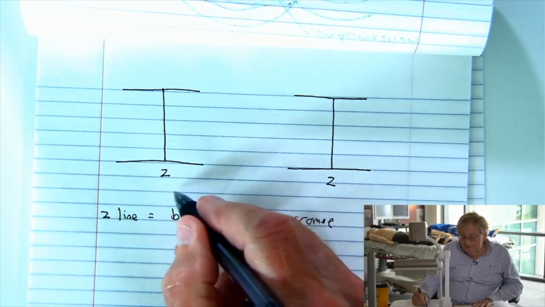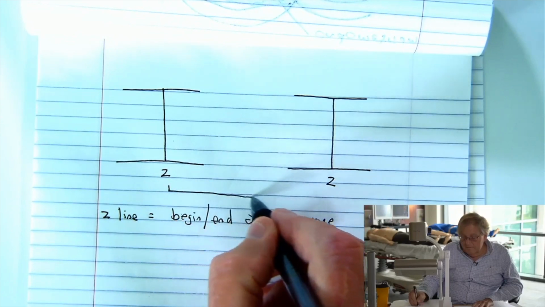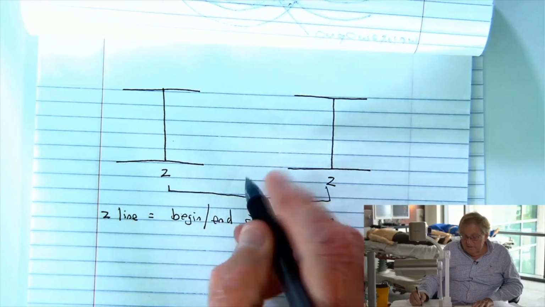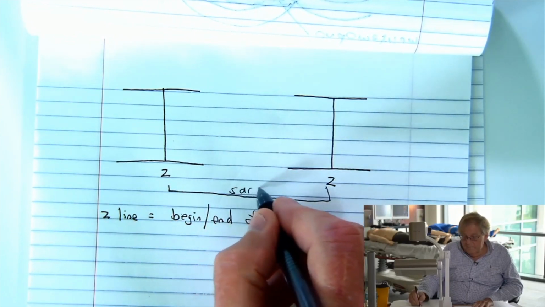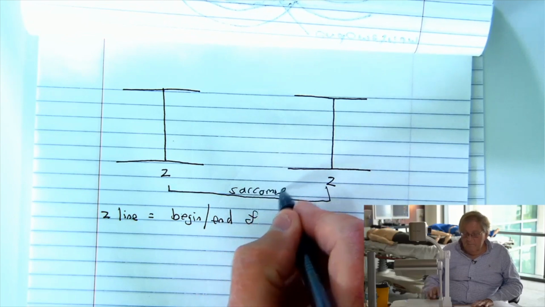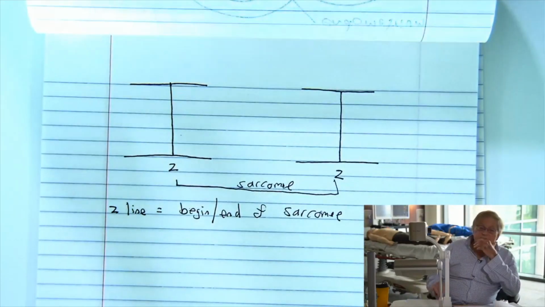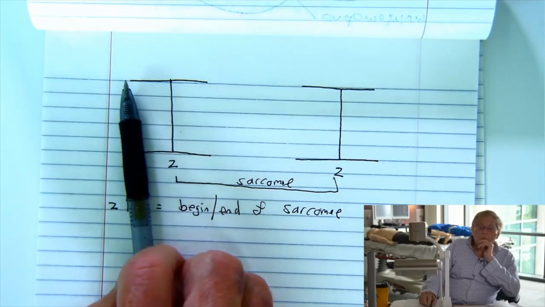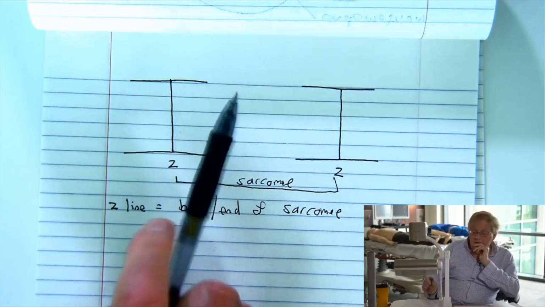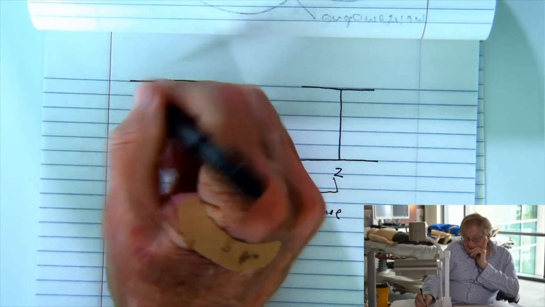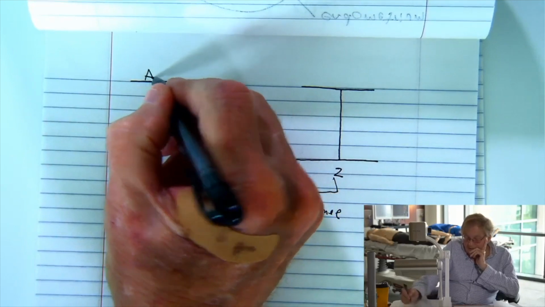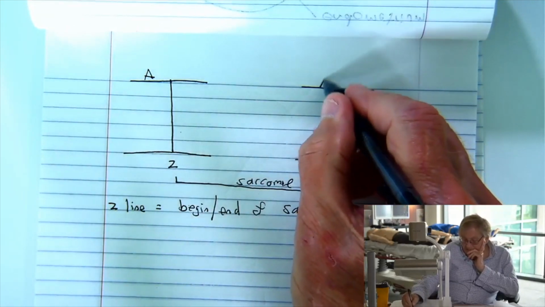So from here to here is the sarcomere. And as I look at this, it looks to me kind of like a Roman numeral 1, and therefore I'm going to write on the top of this A, and I'm going to write on the top of this A.